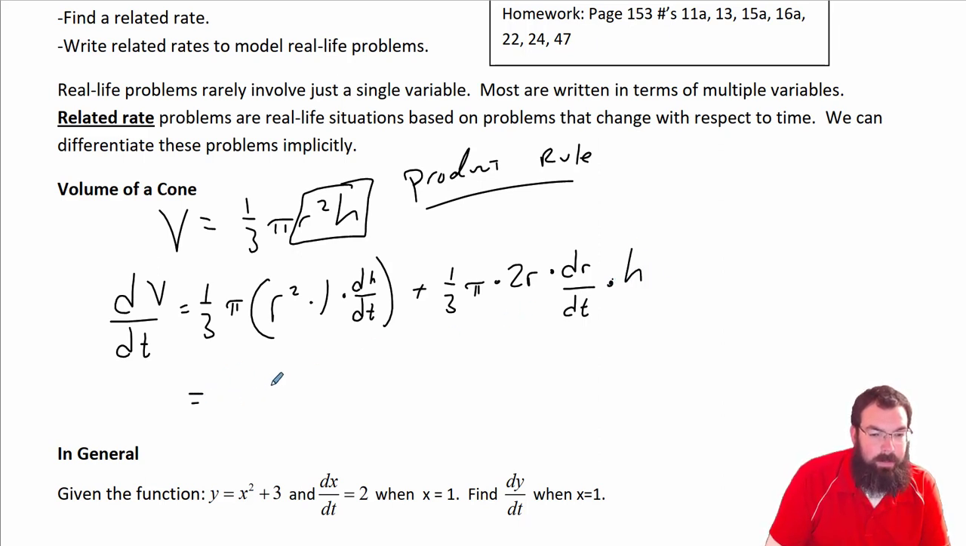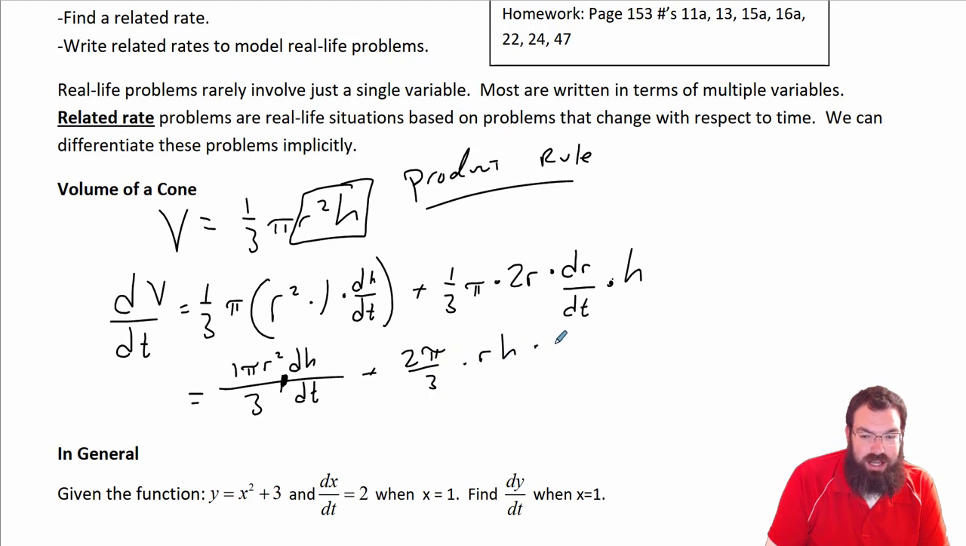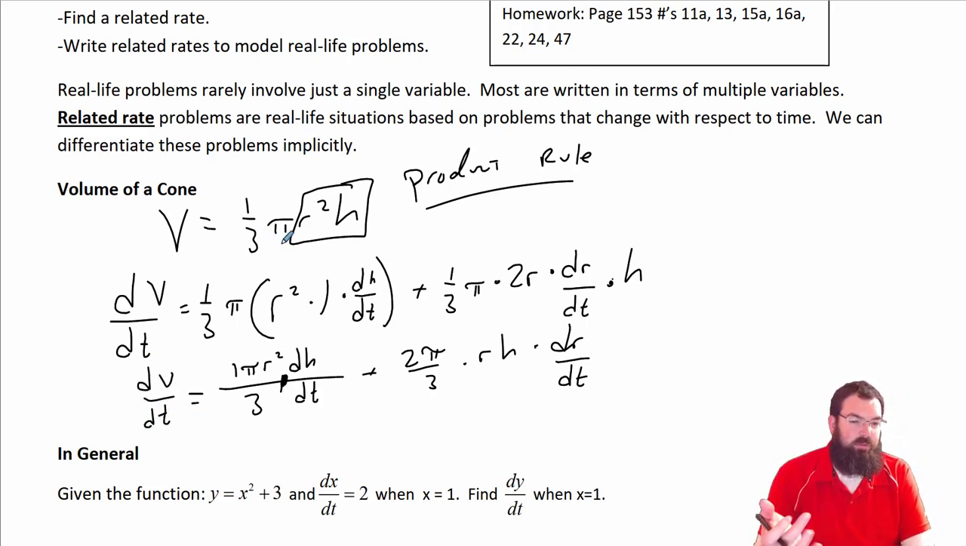If we clean this up a little bit, I end up with 1 pi r squared dh over 3 dt. You could split that if you wanted to, with a big multiplication symbol. That's fine too. Then if I multiply this over here, I get 2 pi over 3 times rh times dr over dt. So this is the derivative, and this is dV dt over here. This is the derivative of the formula for volume of a cone with respect to time.